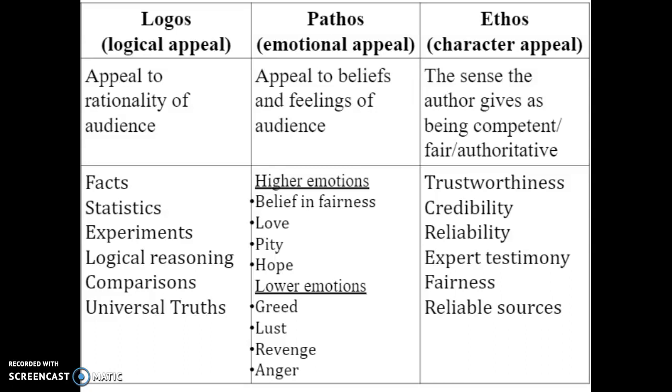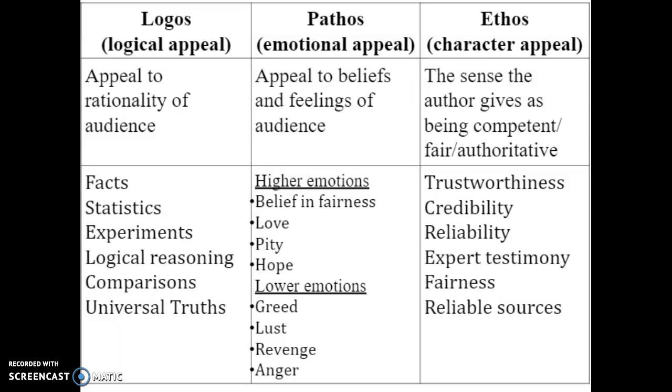So we've got two types of emotions, higher emotions and lower emotions. And higher emotions are these feelings of fairness, love, pity, hope. And then the lower emotions we could talk about are greed, lust, revenge, anger. So you're using some of those emotions to tap into the audience and persuade them to act in a certain way or believe a certain thing, or persuade them of something.